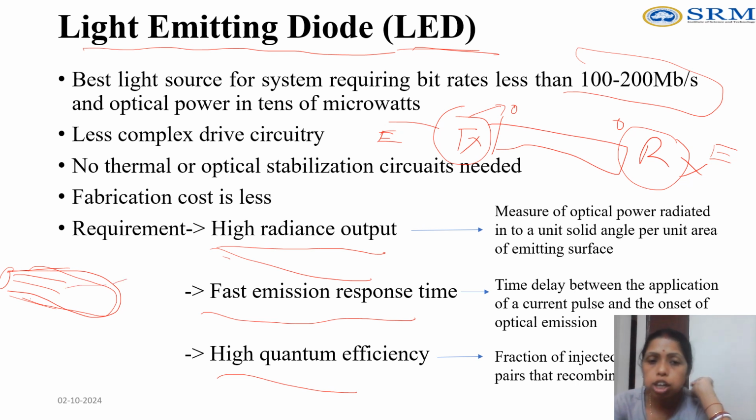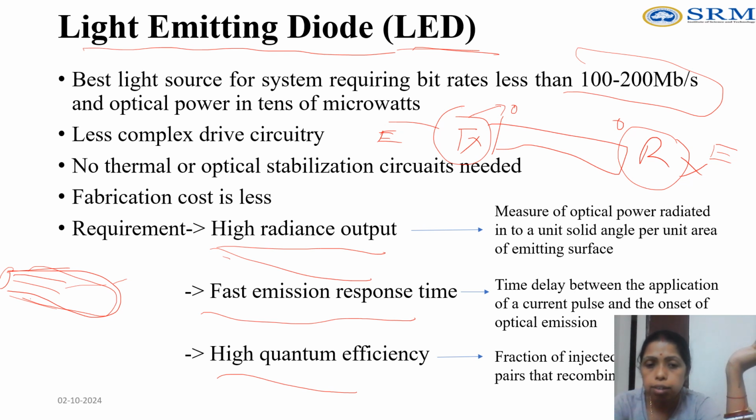And the fast emission response time: the time required for the transition between the electrical and optical signal is called the response time. That will be very fast. If it is taking too much time, then you will not get the exact amount of the electrical signal in the form of the optical signal after the conversion, right? So that's why the response time also has to be very fast.